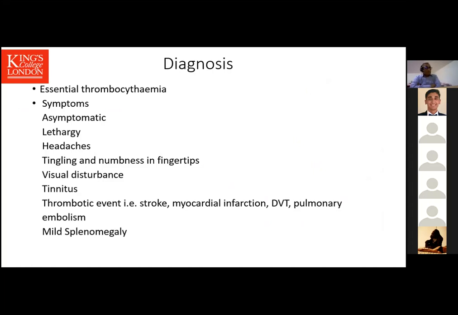And symptoms, the patients could be incidental, they could be entirely asymptomatic, right? And then they will have lethargy, they will have headaches, because you can imagine there are so many platelets, they will be clogging and slowing down the blood circulation. So you will have something like hyperviscosity, you will have tingling, visual disturbances, tinnitus, and in a severe case, you can have thrombotic events like stroke, myocardial infarction, DVT, pulmonary embolism, and you can also have mild splenomegaly.